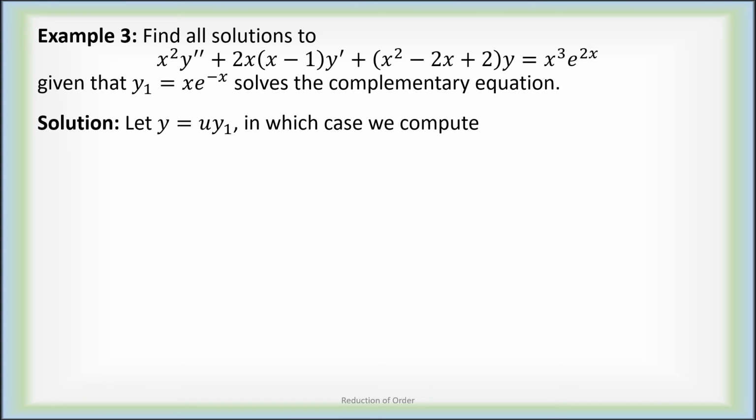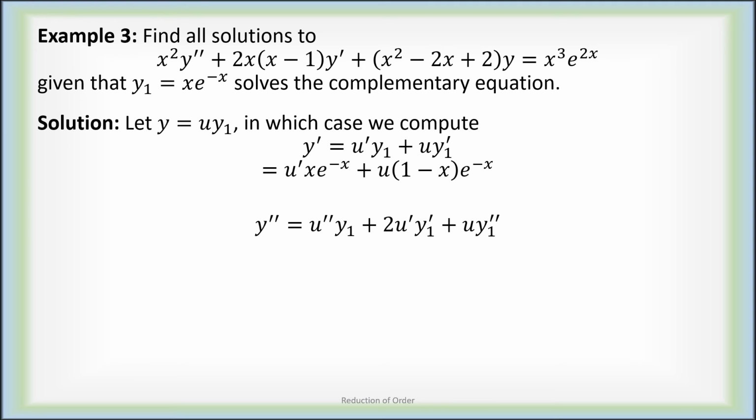So let's let u be an unknown function times the one solution of the complementary equation that we have, in which case we can compute its derivative right here. y1 was just x e to the minus x, so y1 prime can be computed pretty quickly to be 1 minus x times e to the minus x. We can also compute its second derivative by taking the first and second derivative of our given x e to the minus x. And it works out like so.